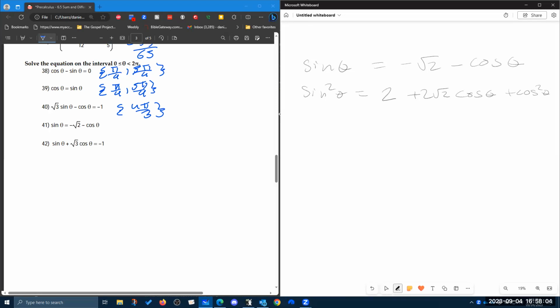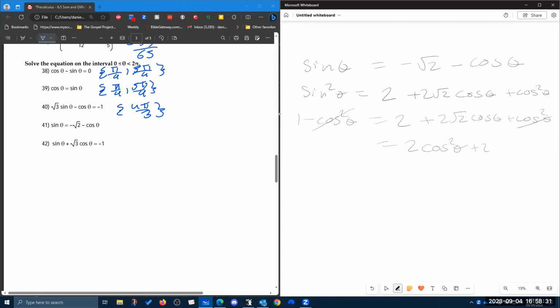And so let's get everything in terms of cosine, so this is 1 minus cosine squared theta equals 2 plus 2 root 2 cosine theta plus cosine squared theta. It's going to make this 2 cosine squared theta.